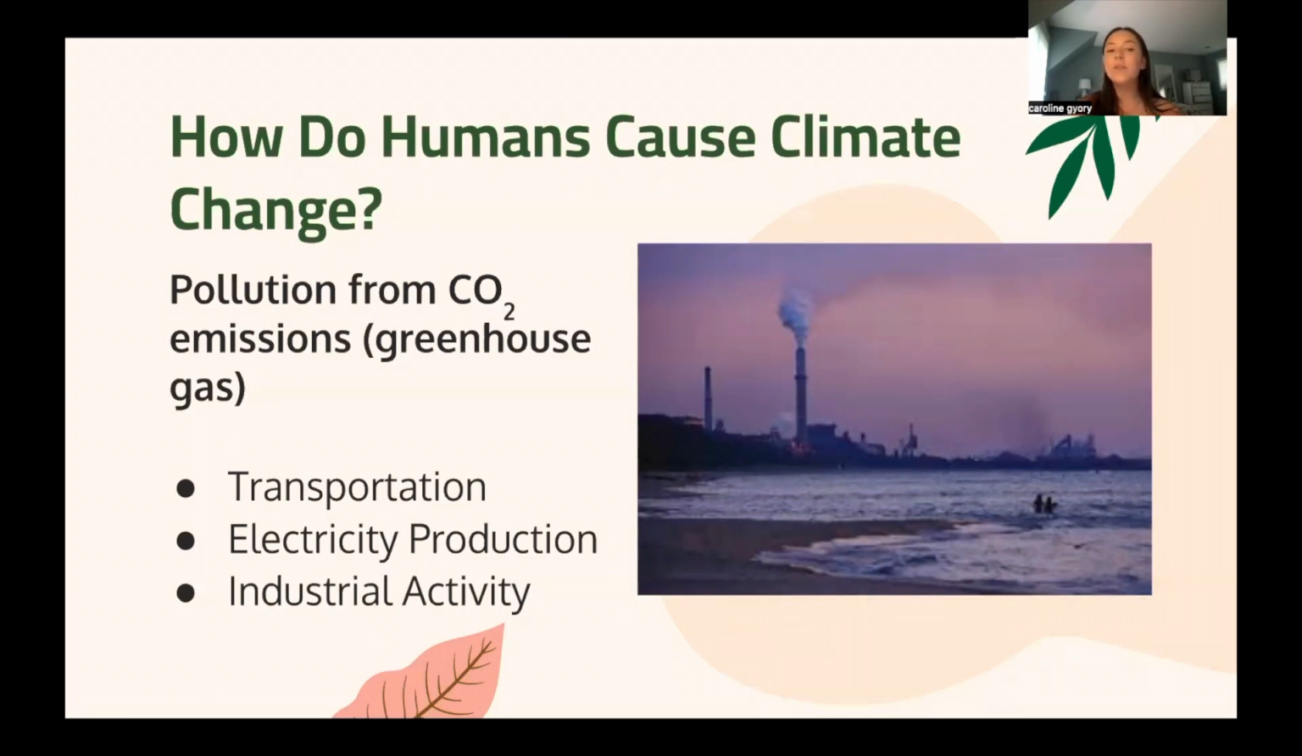The pollution and CO2 that are emitted into the air create a greenhouse effect, which causes the heat from the sun to hit the earth and then be trapped in the atmosphere, which causes a rise in temperature worldwide.